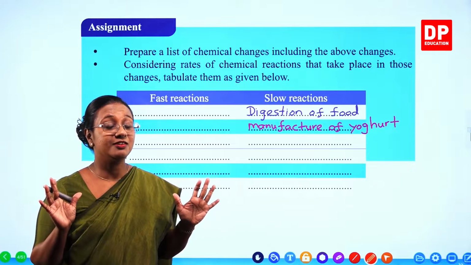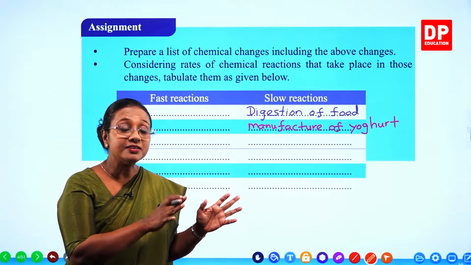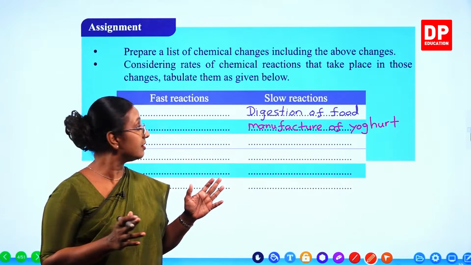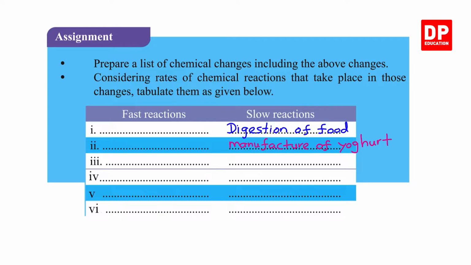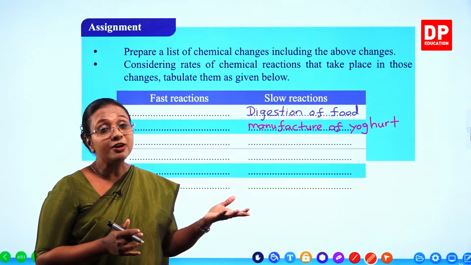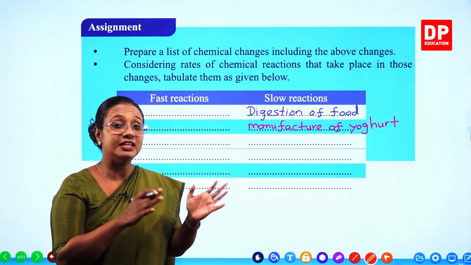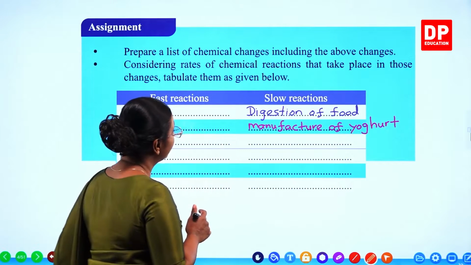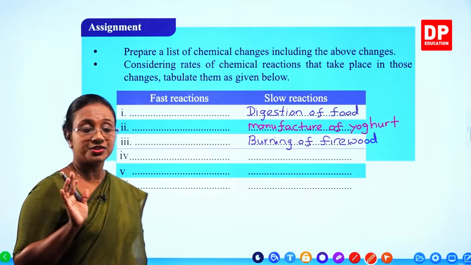Now, can you all see the confusion? In comparison to blasting of cracker or ignition of petrol, burning of firewood is slow. But compared to digestion of food and manufacture of yogurt, burning of firewood is faster. So, there again we have the problem of classifying them. But still we will put it under slow reaction. Burning of firewood. So, that is the reaction there.